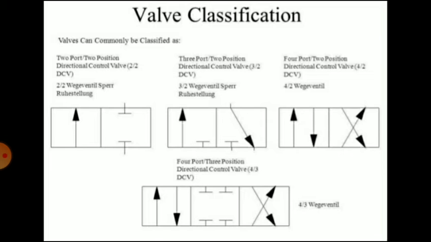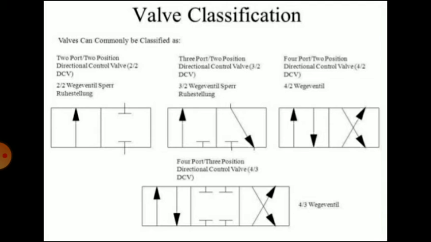Then in the second diagram, you can see the number of ports in each block is 3. So it is a 3 by 2, where 2 indicates the positions. There are 2 squares, meaning 2 positions. So it is a 3 by 2 DC valve. In the third diagram, you can see there are 4 ports.